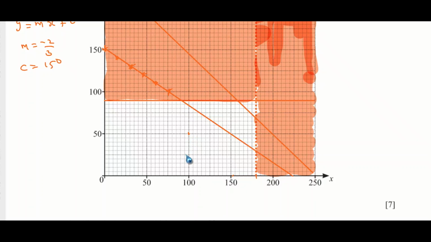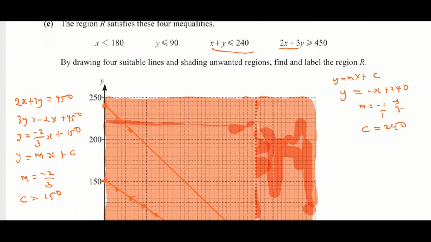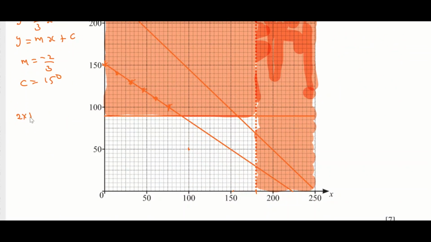So at this point now, x equals 100 and y equals 50. So we are dealing with 2x plus 3y, is it greater than or equal to 450? So let's check. x equals 100 here, so that is 200, plus y equals 50, that is 3 times 50, that is 150. So this will be 350. So that means this is the unwanted region. Okay. So I have to go again. So let's go gently again.